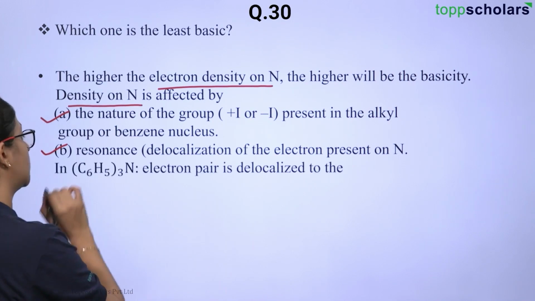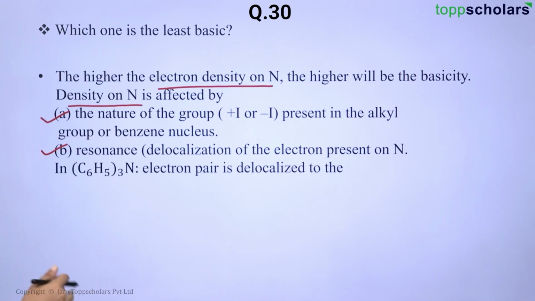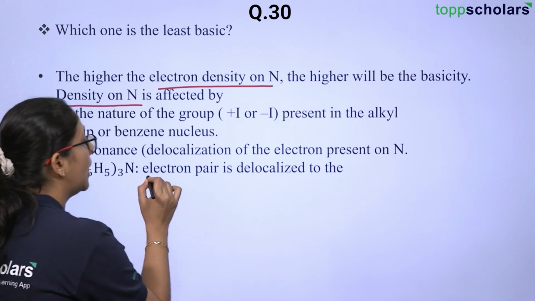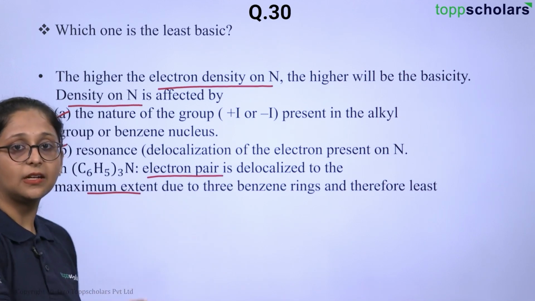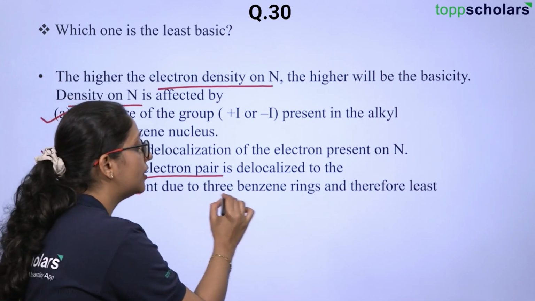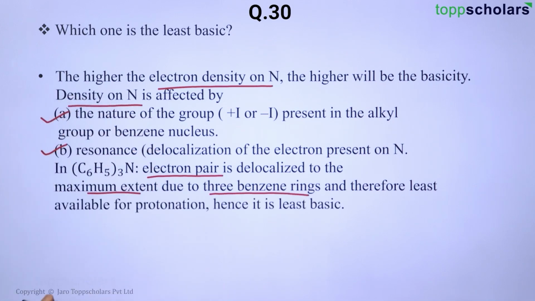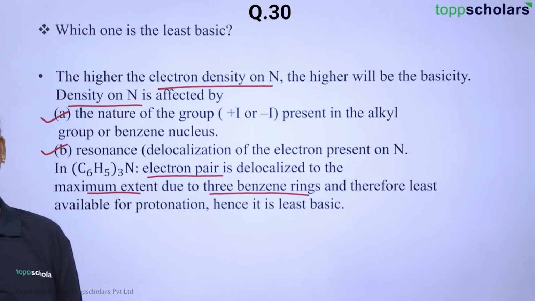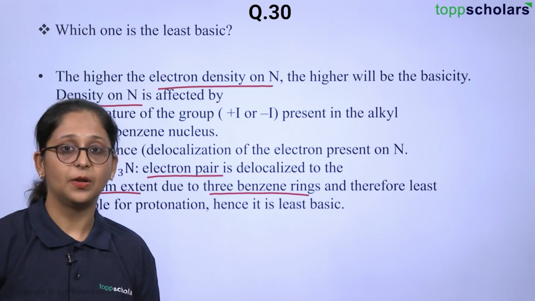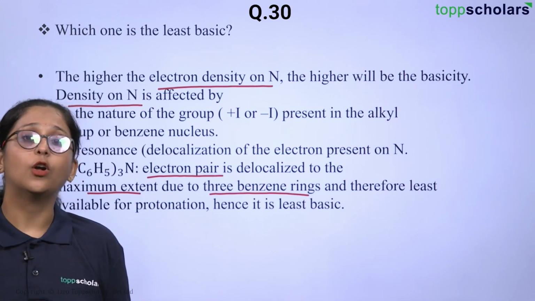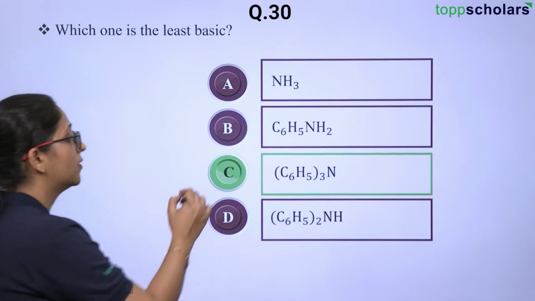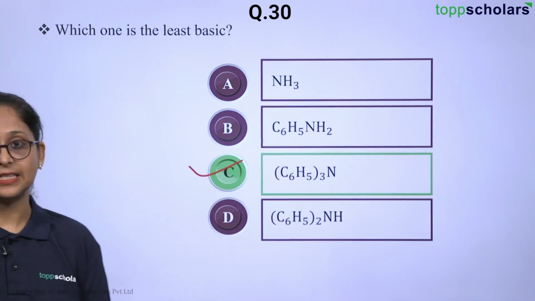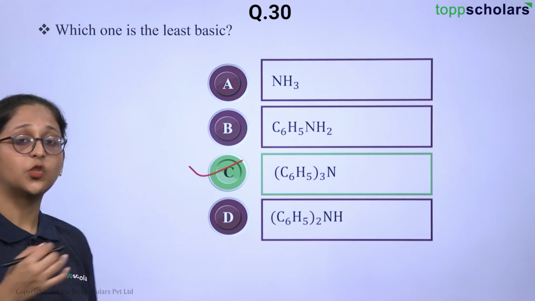Then if we look at the structure, that is (C6H5)3N, here the electron pair is delocalized to the maximum extent, right? And to what extent can it be done? To 3 benzene rings, and therefore it is least available for protonation. And as it is least available for protonation, we can say that it is the least basic in nature. So hence the correct answer will be option C, that is (C6H5)3N.